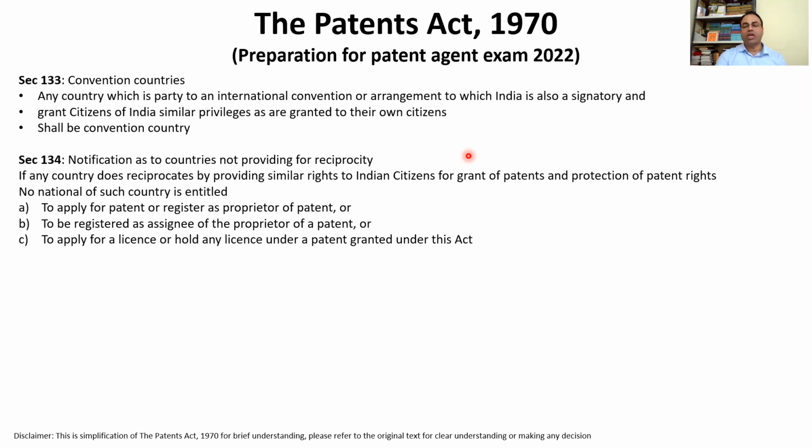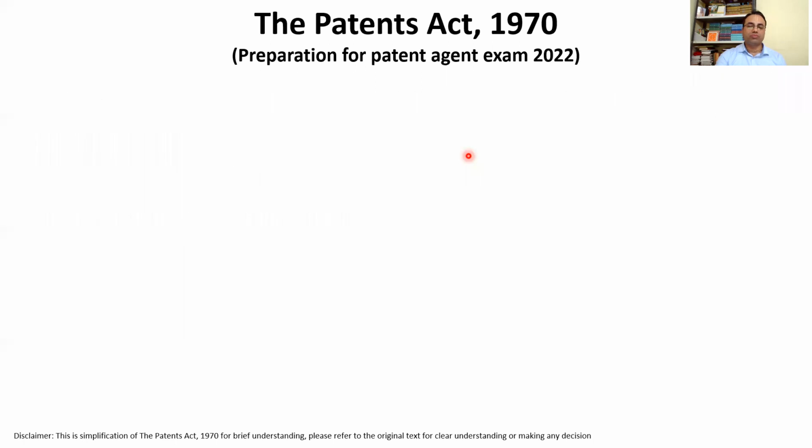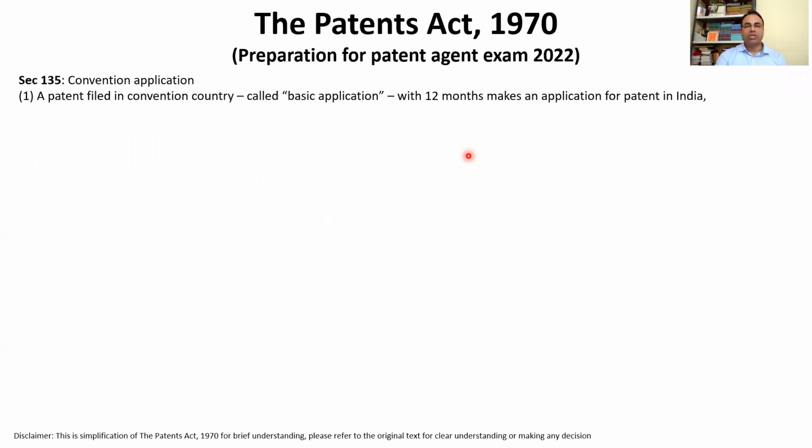So meaning, they cannot file a patent, they cannot be a co-assignee. Means if I'm working in this country and my friend is working in another country and we collaborate, and we want to have one patent with both of our names there, then his name cannot be included because his country is not reciprocating. So this comes under section 134. Very simple one.